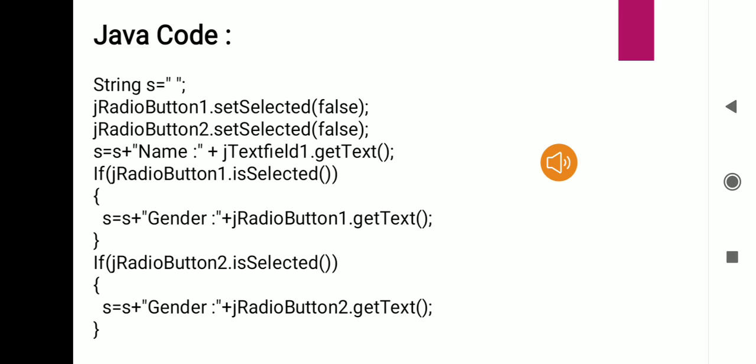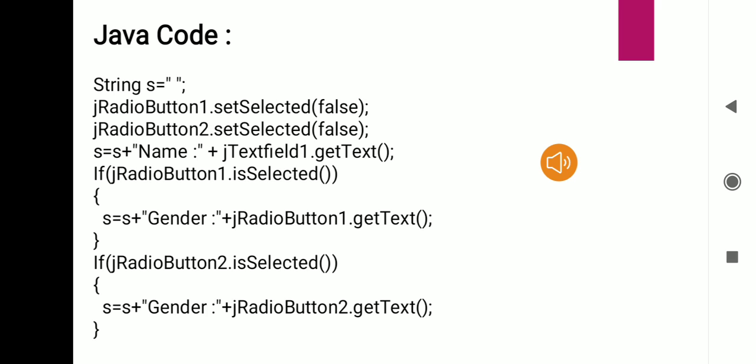Now let's take an example. If you enter name as Apache in the text field called JTextField1, then what gets stored in the variable s is the text name followed by the content that is extracted from the text field, that is Apache. So name: Apache gets stored in the variable s. Then come to the next line.